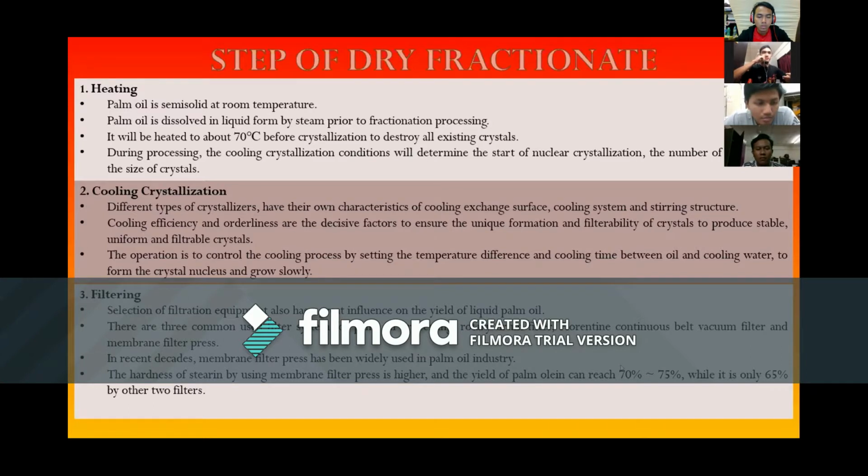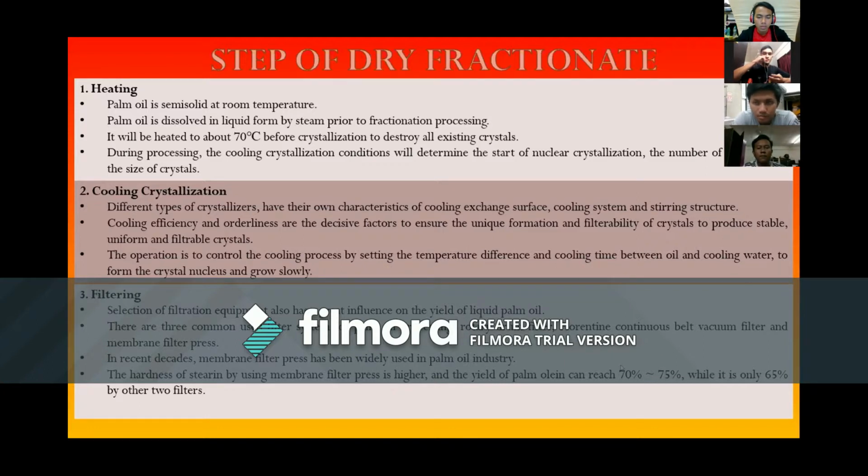That is the filtering, where we separate the olein and stearin. Selection of filtration equipment also has a great influence on the yield of liquid palm oil. There are three common filters that we use nowadays. Firstly, rotary drum filter, Florentine continuous belt vacuum filter, and the last one is membrane filter press.